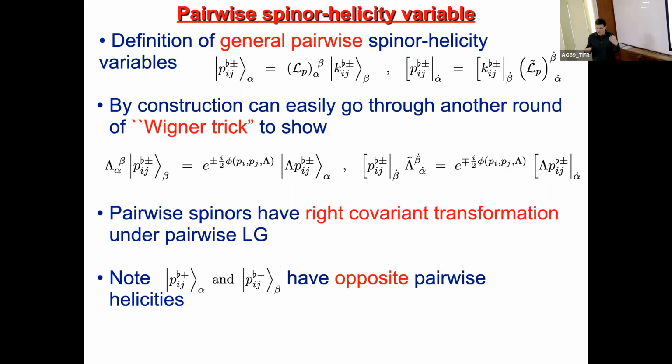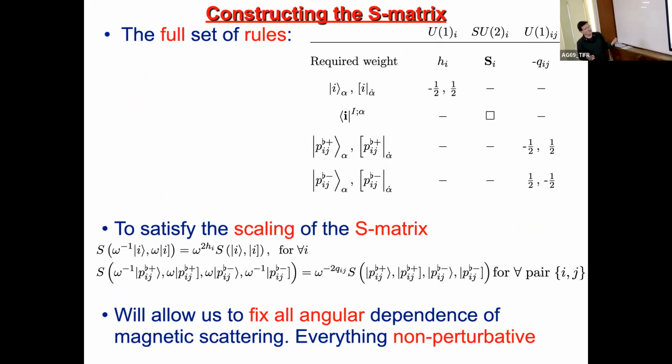Without it, it will not have the right Lorentz transformation properties. So you will have to use a bunch of these, and the rules are pretty simple. There's this additional column number here, and these are just going to be under the little group. They will only pick up a phase under the pairwise helicity. That's how they were designed.